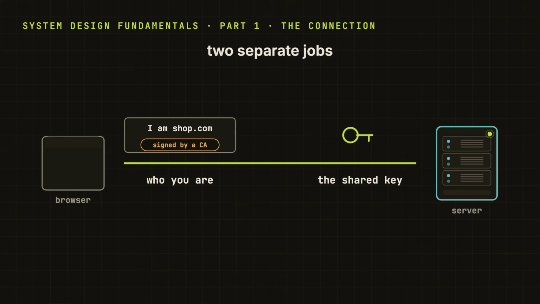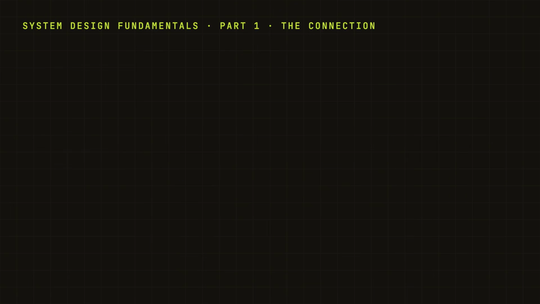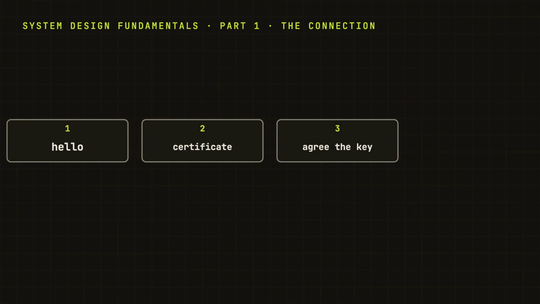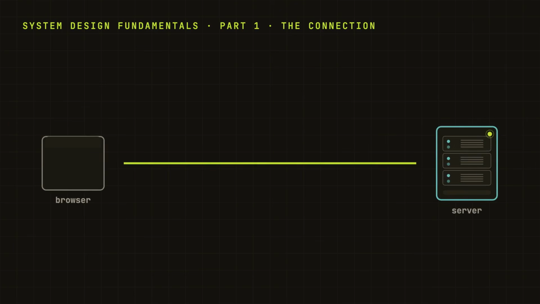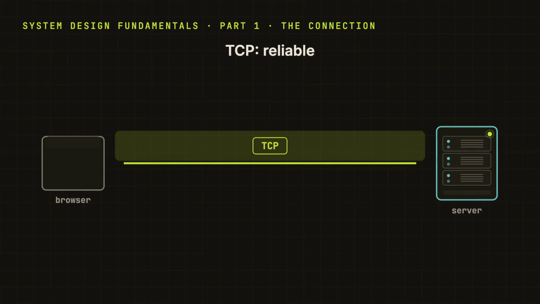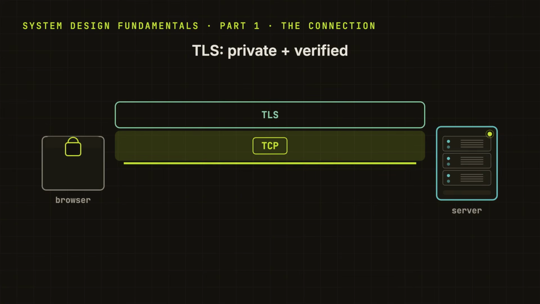And if an interviewer asks you to walk the TLS handshake at high level, it is just this: the browser says hello, the server sends its certificate, the two sides agree on the shared key, and then the encrypted conversation begins. That's it. So, putting it together, TCP gives us a reliable connection and TLS makes it private and verified.